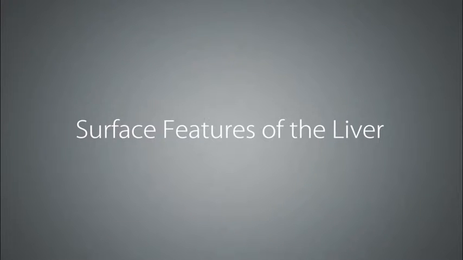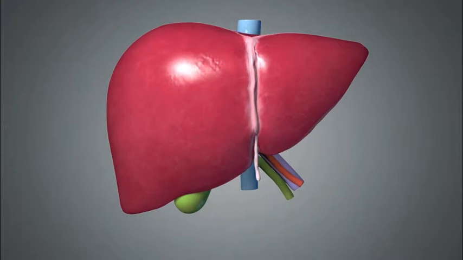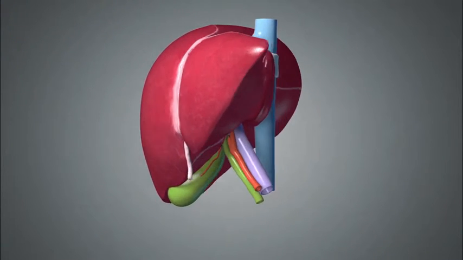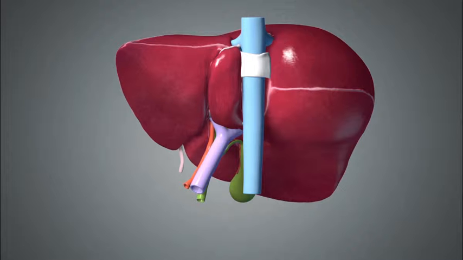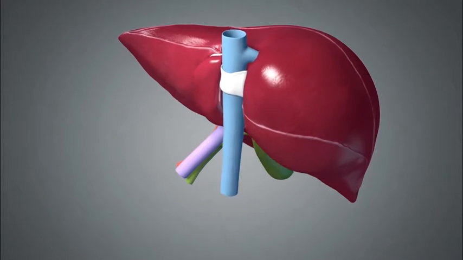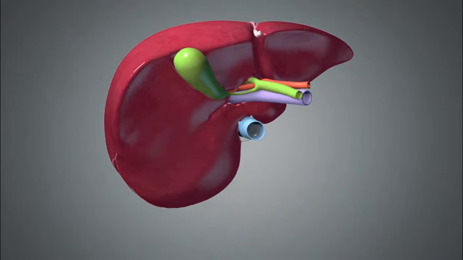Let's begin with the surface features of the liver. This is the anterior view of the liver, and this is the posterior view. When one looks at the liver, as you see it on cross-sectional imaging such as CT and MRI, you can see that the lumen of the inferior vena cava is within your view.